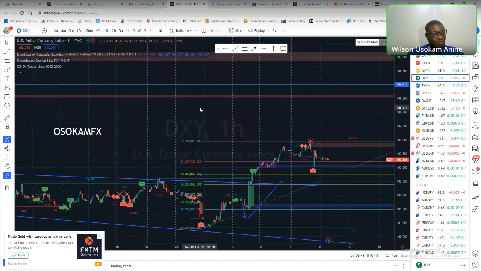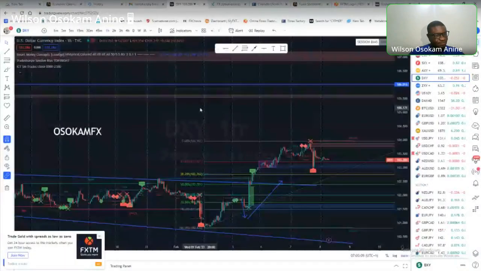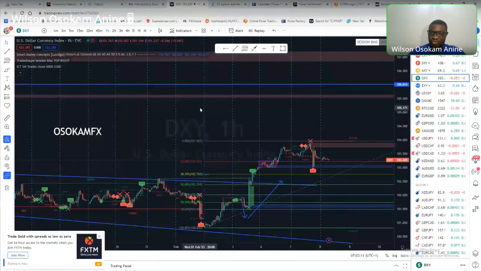Then we have just a few medium impact news on the dollar, which is the 30 years mortgage rate. So we expect that one should come negative. That will also push the Euro USD to buy as well. But other than that, we don't have much news. The rest are just low impact news.